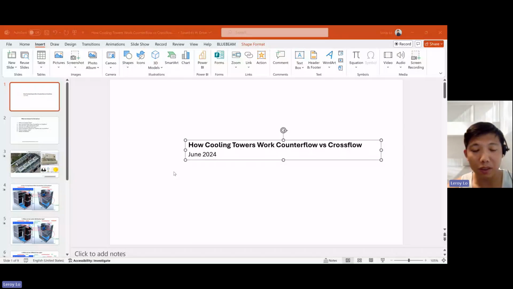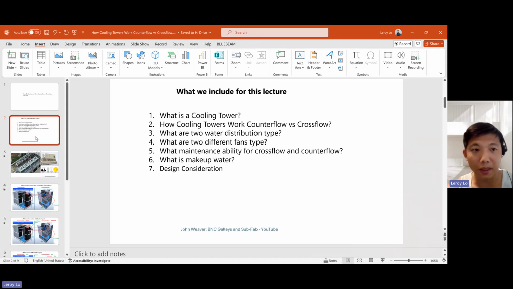Okay, as you can see my slide here, this is how the cooling tower works for counterflow and crossflow. This is a hot topic, an exciting topic for everyone.